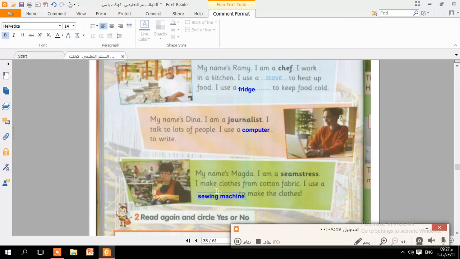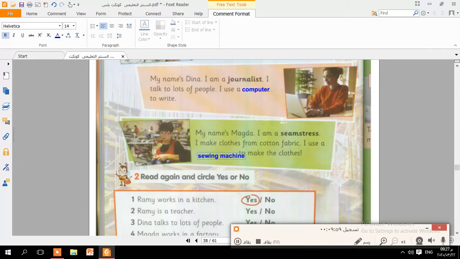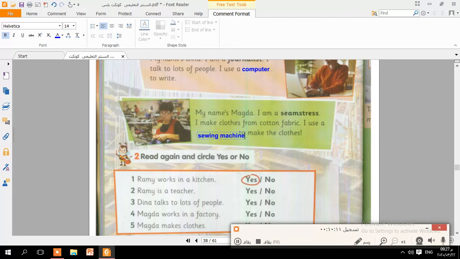Use a sewing machine to make the clothes. Okay, my name is Magda. I am a seamstress. I make clothes from cotton fabric. I use a sewing machine to make the clothes. Okay, activity number 2. Read again and circle yes or no.